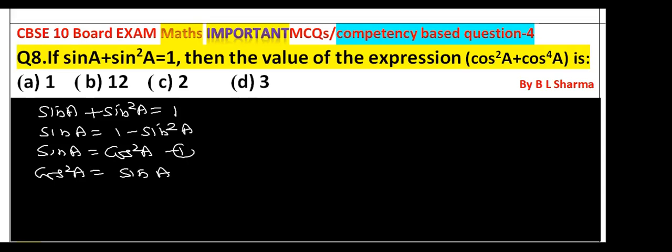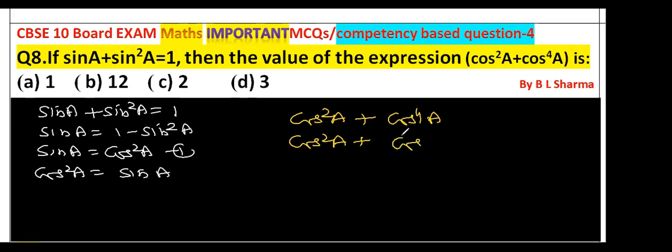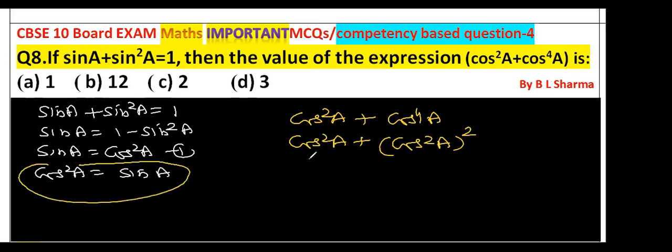ये जो दोनों वैल्यू है, अब इस एक्सप्रेशन में cos square A plus cos 4A में पुट करते हैं. नाउ cos square A plus cos square A whole square, cos square A as it is, and cos 4A can be written as cos square A whole square. In place of cos square A, we can write sin A. In place of cos square A, that is sin A whole square.